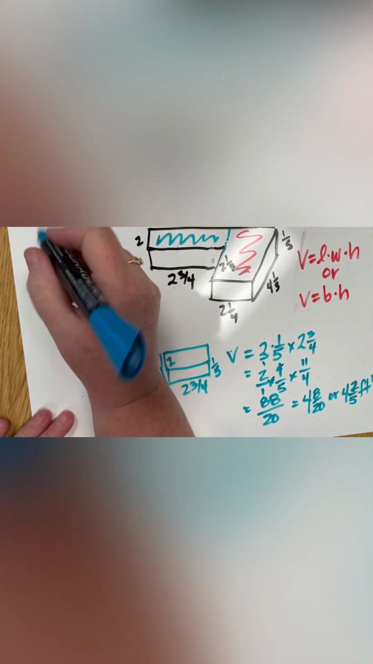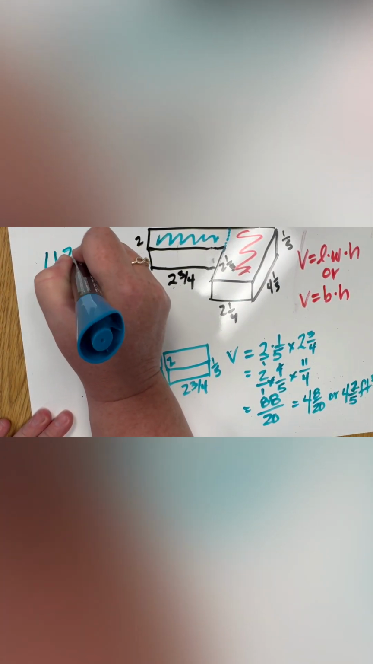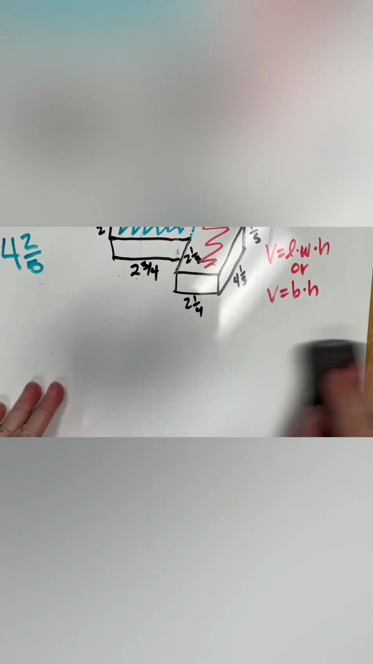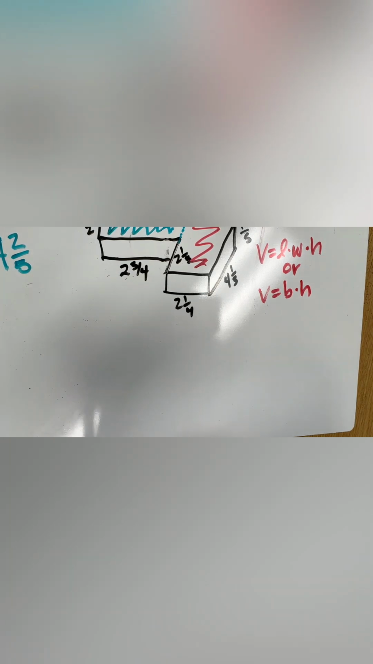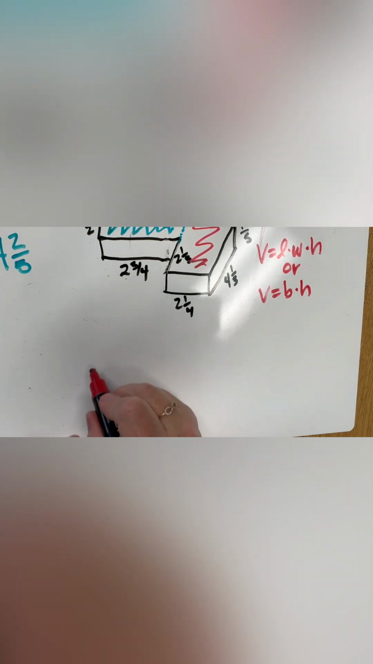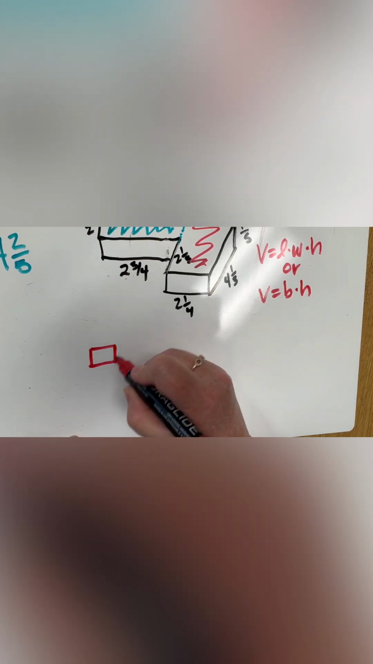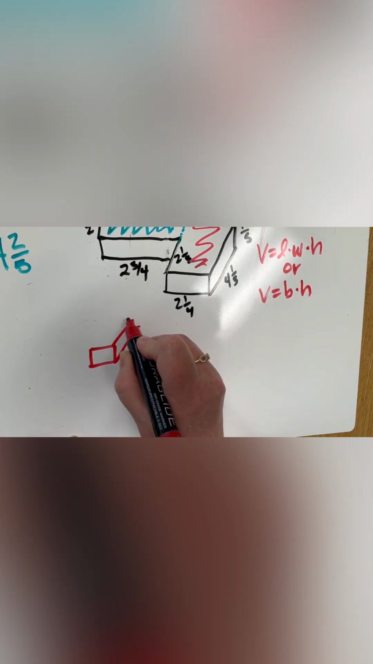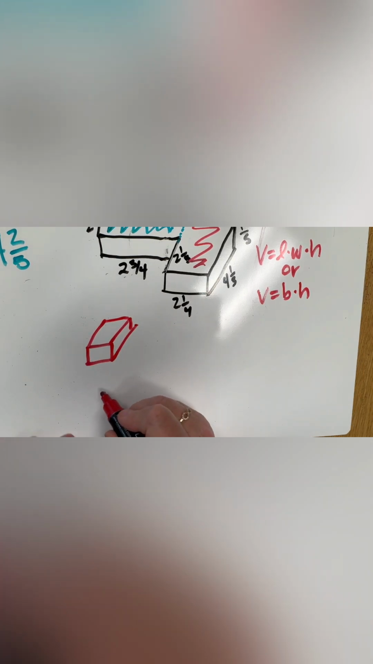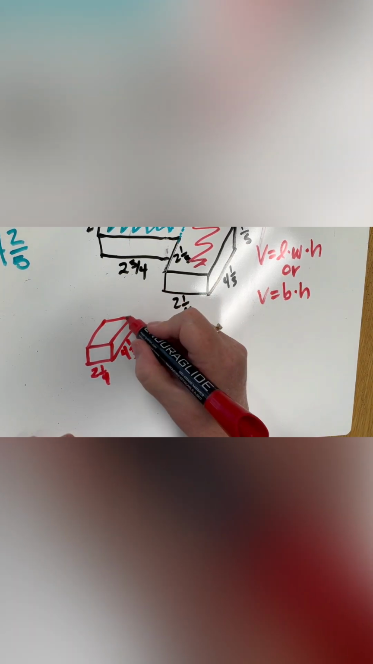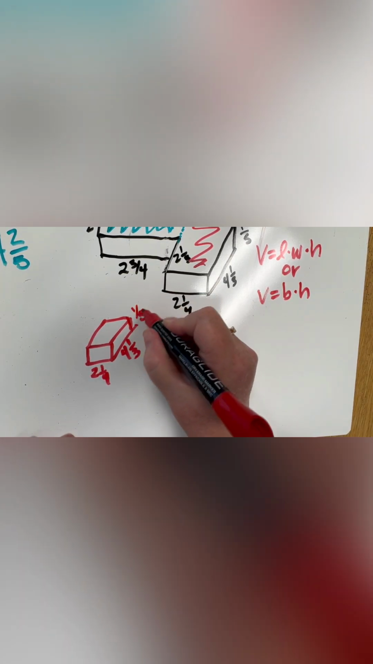Okay, am I done? Nope, because that's just this one over here. So I'm going to put this over here on the side. So my blue part is 4 2/5. And now I'm going to erase this, and we're going to work on the red side. And my red one is going to be more like this. And this will be 2 1/4. My length will be 4 1/3. And then my height is still going to be 1/5.